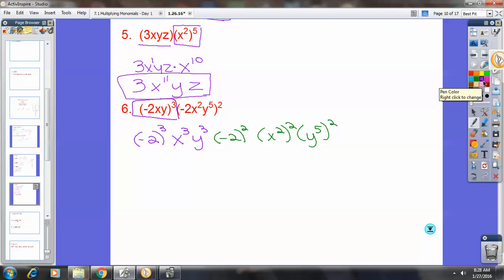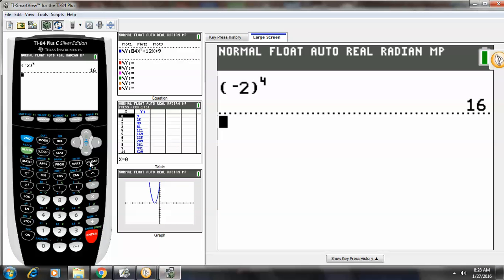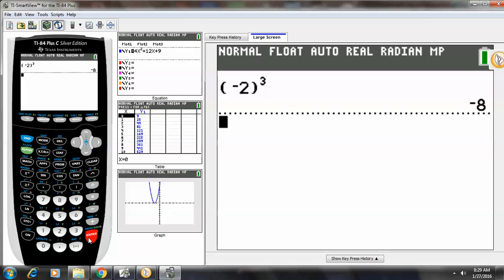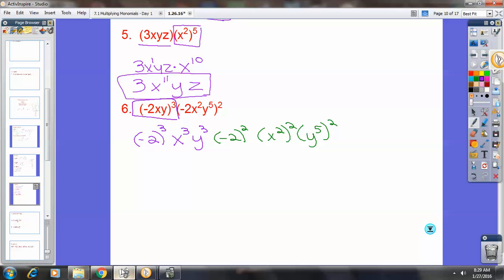So let's clean this up. What is (-2) to the 3rd power? Parentheses, -2, caret 3, -8. -2 to the 3rd power is -8. x cubed, y cubed.